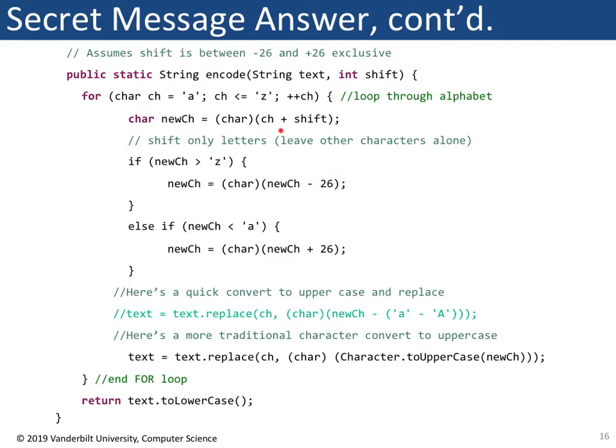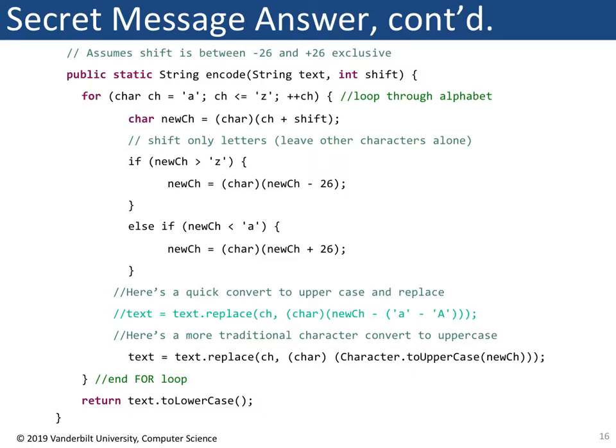So this is going to yield an integer value. ch plus shift is going to yield an integer value because char plus int is going to result in an int. But then we typecast it into a char. So newCh is now D if our shift was 3 and ch was A.